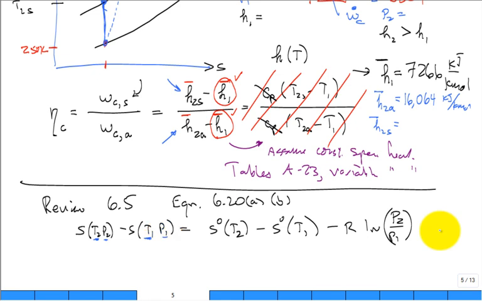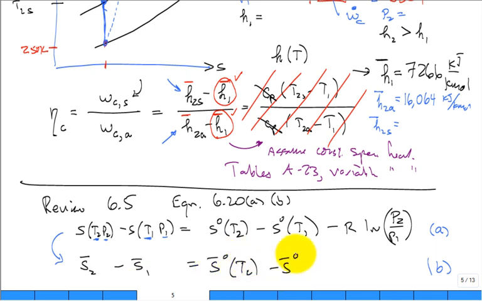Okay, this was like version A, and then version B. What's the difference between version A and version B? It's like S bar 2 minus S bar 1 is equal to S bar naught at T2 minus S bar naught at T1 minus R bar natural log of P2 over P1.